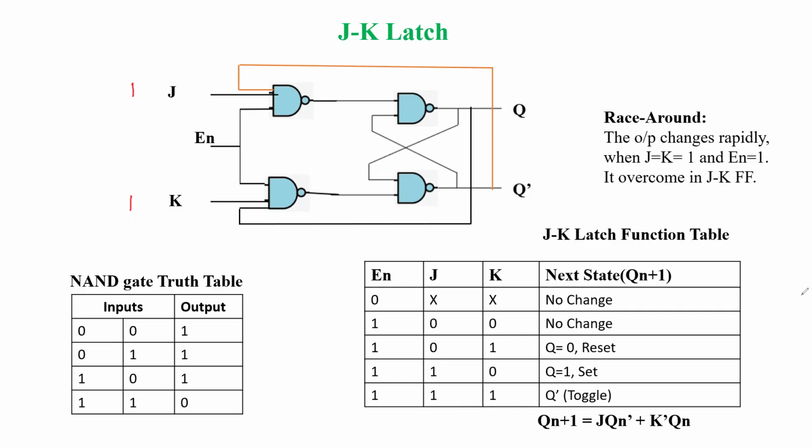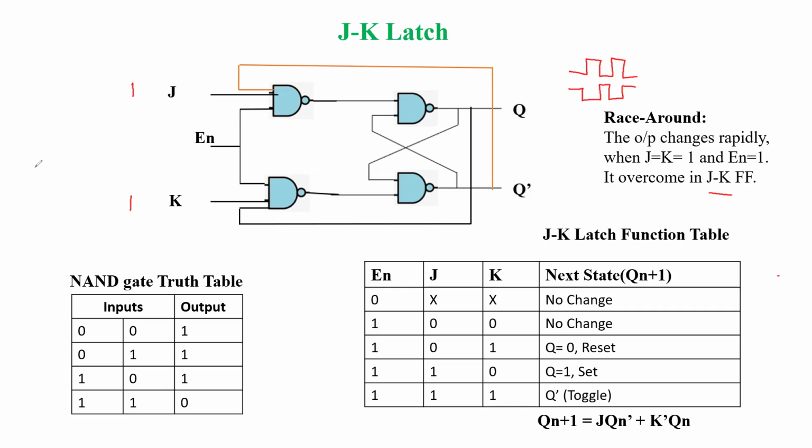Now, if you see in JK flip-flops, this problem is overcome, and here we are going to get the toggle output. So race around was there, and now we are going to overcome that. Even when both inputs J and K are 1 1, we now have toggle outputs. Toggle outputs means if we have Q like this, then Q dash will be in the opposite format. That is called the toggle output.